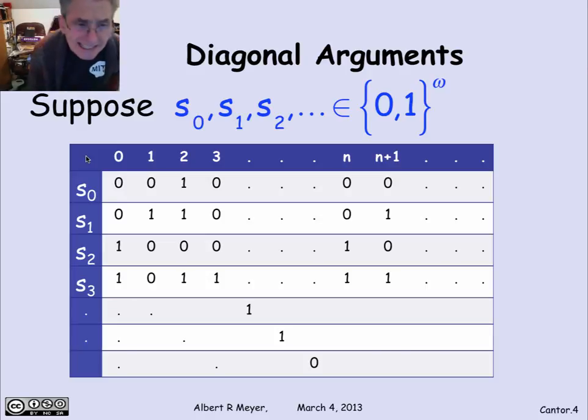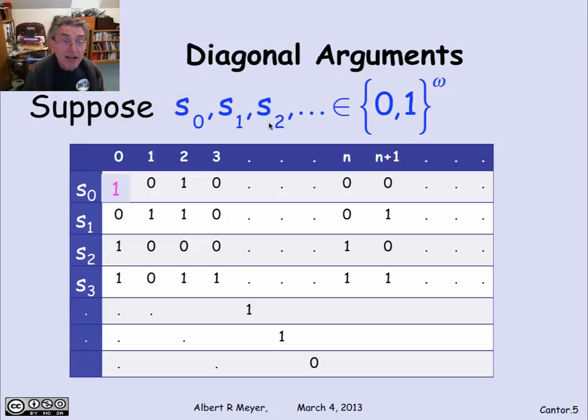So the trick is to try to find an infinite binary sequence that is not in this list, that differs from every row. If I can do that, then I've shown that any attempt to enumerate all of the binary sequences in {0,1}^ω, any sequence like S0, S1, S2 of binary sequences, is missing something, which means you can't really list it. Well, how do you find something that's missing? How do you find a sequence that's not here?